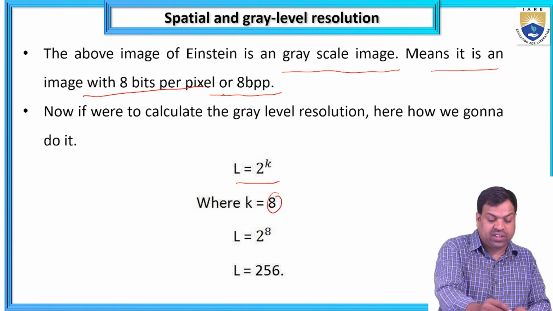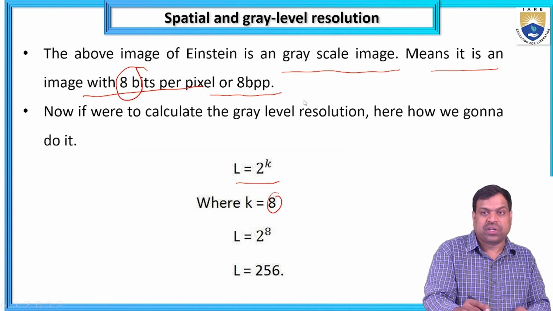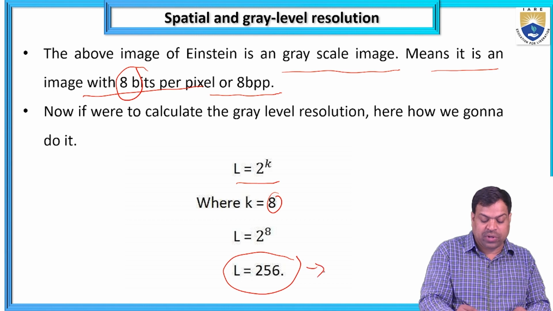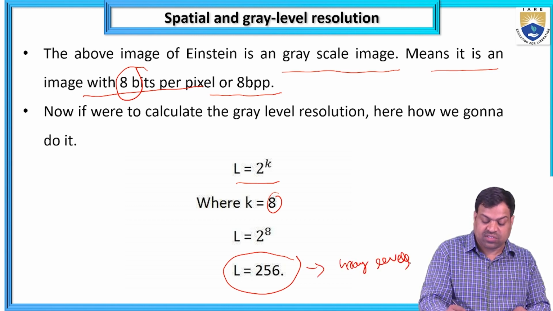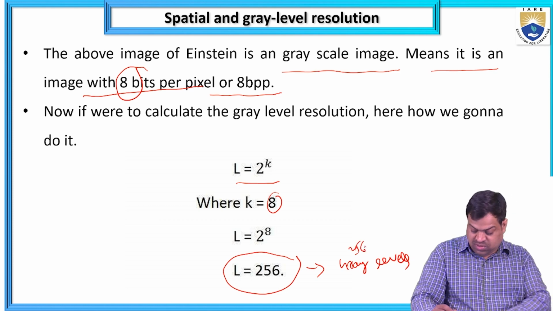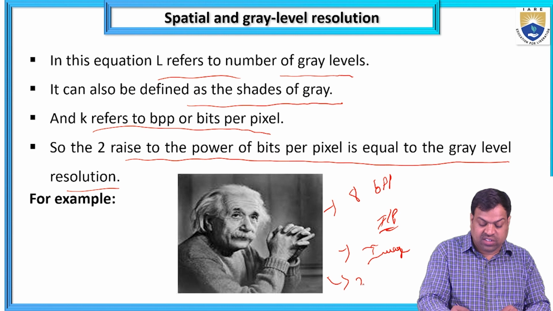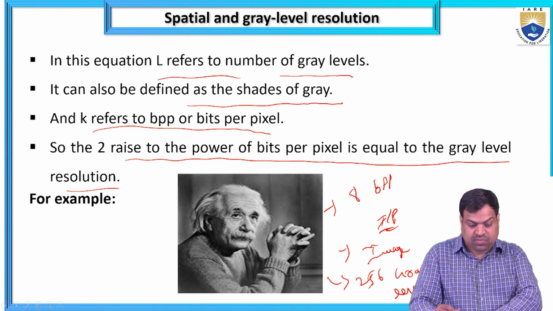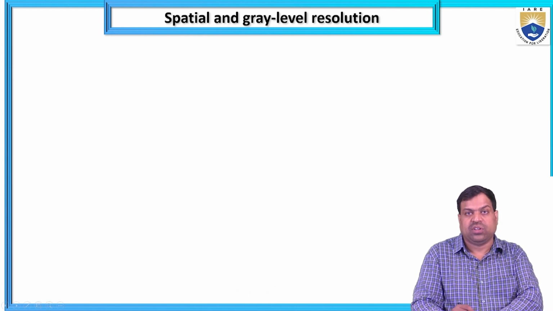Why am I taking 8 here? Because 8 bits per pixel, 8 BPP, is given. So K equals 8, L equals 2 power 8, so L equals 256. How many gray levels are there? A total of 256 gray levels. So this image has 256 gray levels. It is one example.